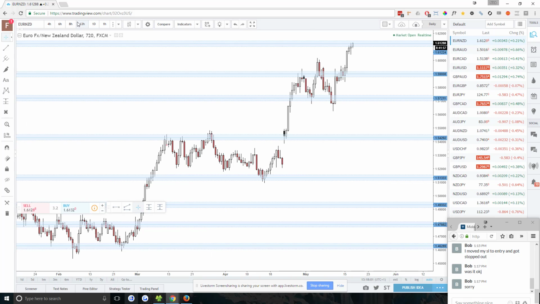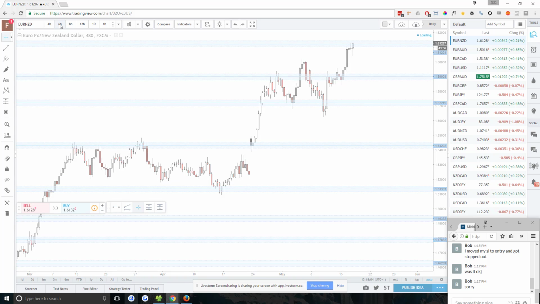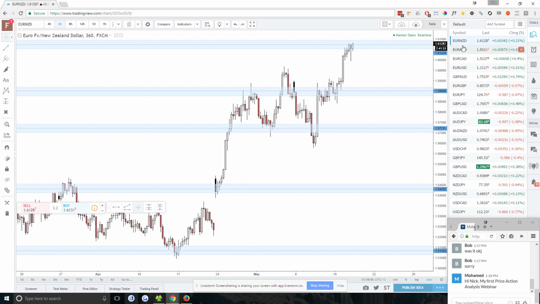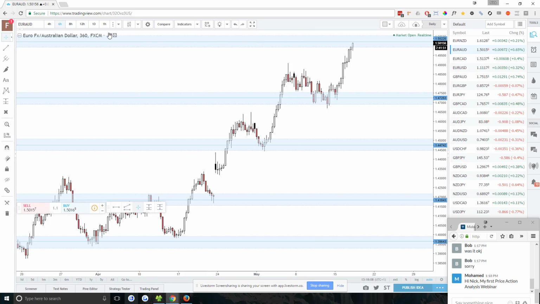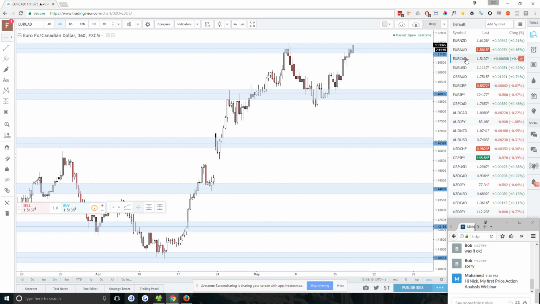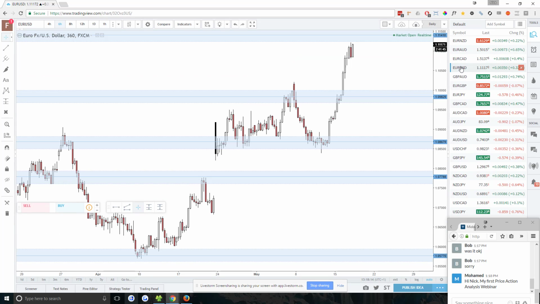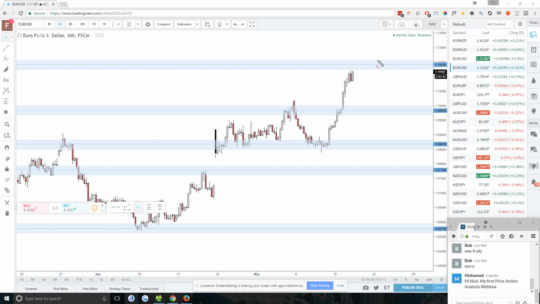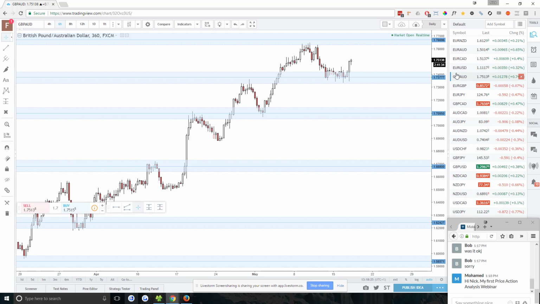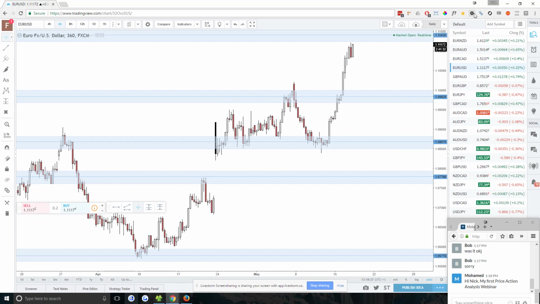But a potential setup forming here on Euro New Zealand. Potential setup forming on EURAUD. Potential setup forming on EURCAD. So all the Euro pairs again, like yesterday. EURUSD, we don't have a potential setup forming, but it's worth watching as price approaches this area. We might see a potential setup. And yeah, that was it. It's just the Euro pairs: Euro New Zealand, EURAUD, EURCAD, and EURUSD.